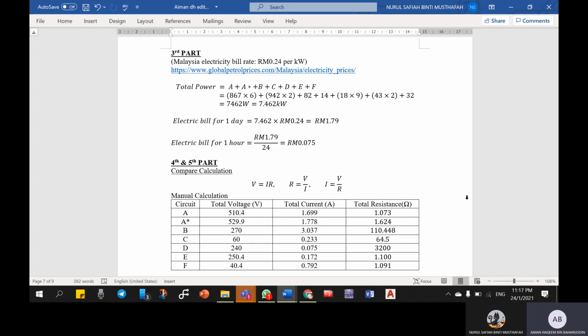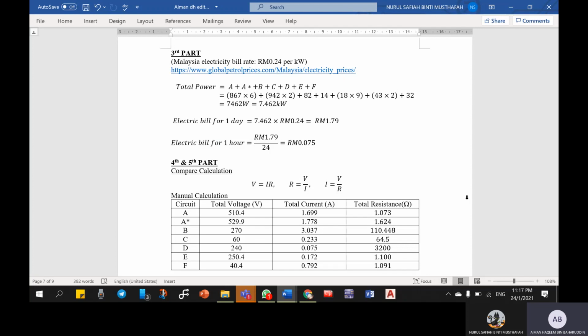For the first circuit A, there are 6 rooms, therefore it is 867 times 6. For A star, there are only 2 rooms, which is 942 times 2. For B, there is only 1 room, which is 82. For C, there is also only 1, which is 14. For D, there are 9 rooms, which is 18 times 9. For the E circuit, it is 43 times 2. And last but not least, for F, there is only 1 room, which is 32.